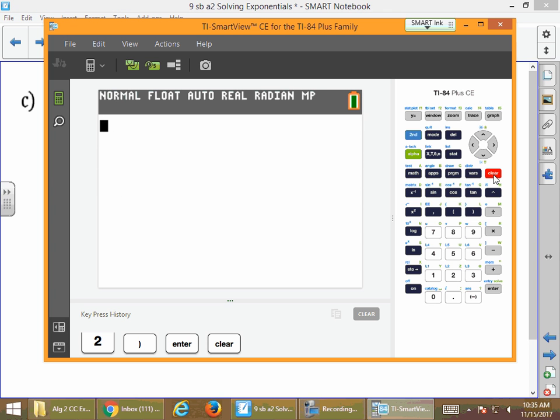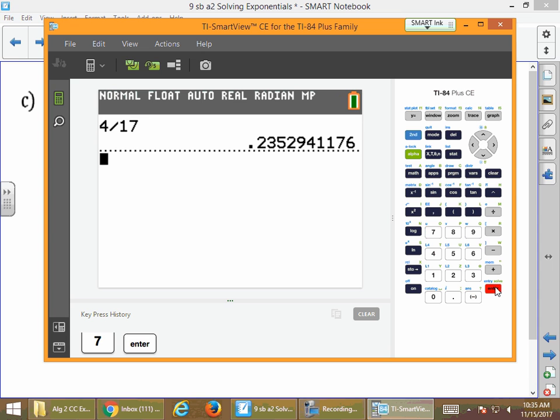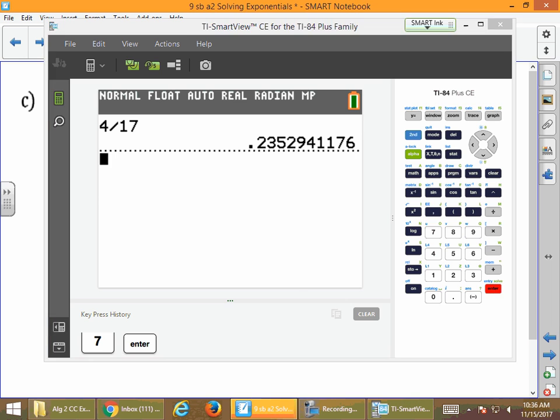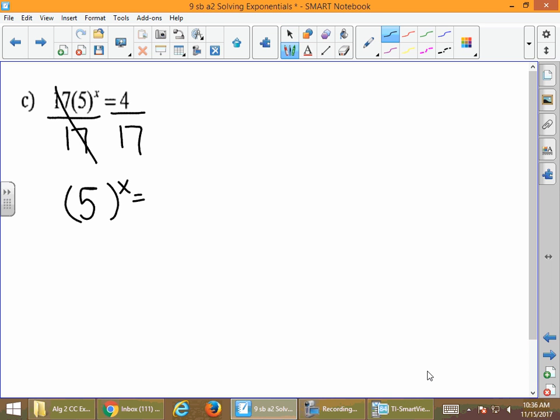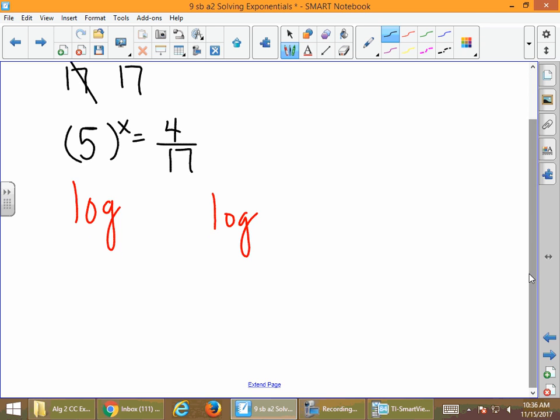When we come over here to our calculator and we type in 4 divided by 17, we get this big long decimal. And I don't know about you, but I don't want to write down a big long decimal every single time I go to solve. So I'm going to leave this problem as just 4 divided by 17. But we've isolated. And once we isolate, we're going to put in the logarithm, common log. There's going to be a log over here, and a log over here. And it's log of 5 to the x equals log of 4/17.